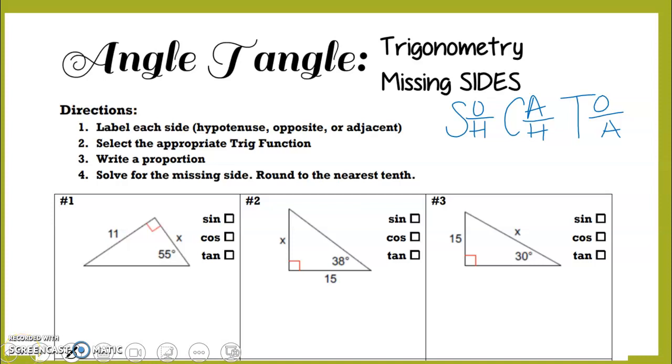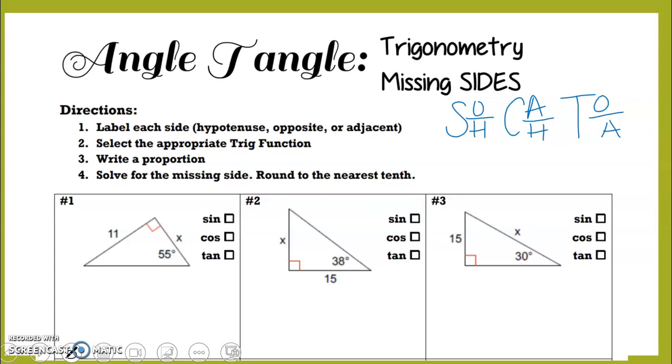This is a quick video tutorial on how to do this worksheet here. The very first step you should do is write SOHCAHTOA at the top of your paper. That way you can refer back to this as your formula and it'll help you decide which trig function to use to solve for the missing side.